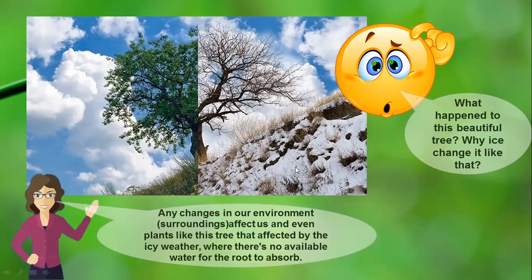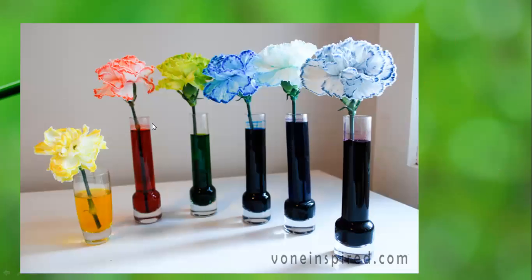Any change in our environment, in our surrounding, will affect us, and even plants like this tree will be affected by the icy weather. This tree has been affected by this weather, where there is no available water for the root to absorb. That's why it grows in this way. While on the other side, where there is available water, air, and all of the conditions are perfect, it grows healthy, green, and strong like this. Even these flowers are affected by their environment. Can you see? Colored water in its environment makes it colored.